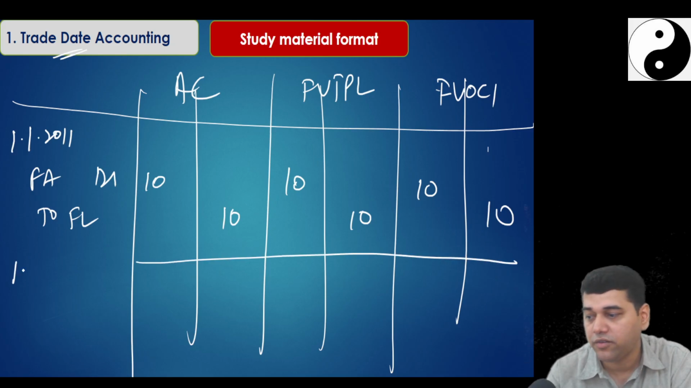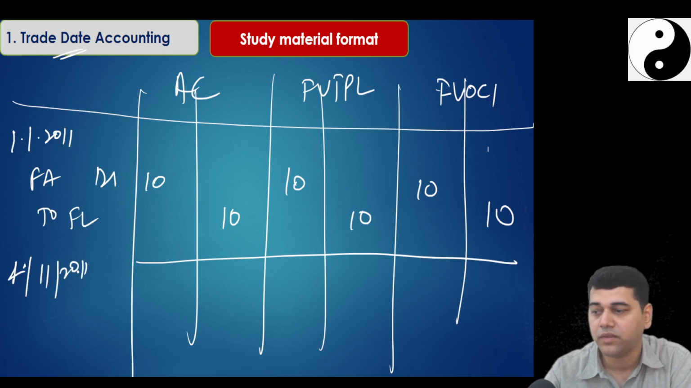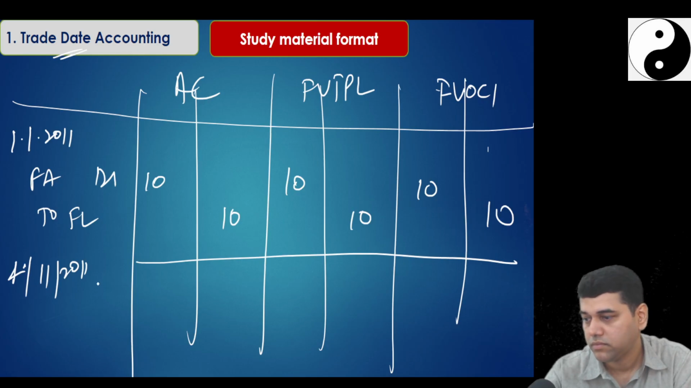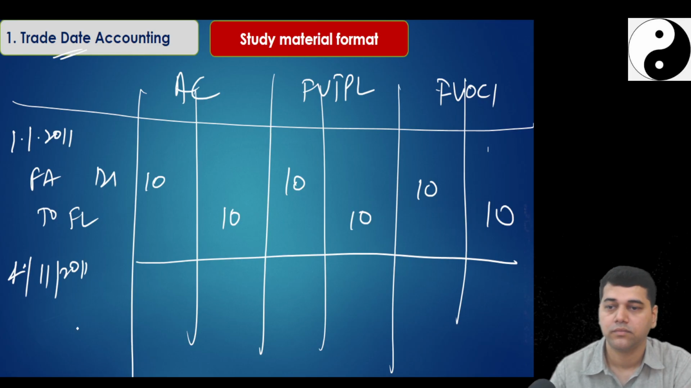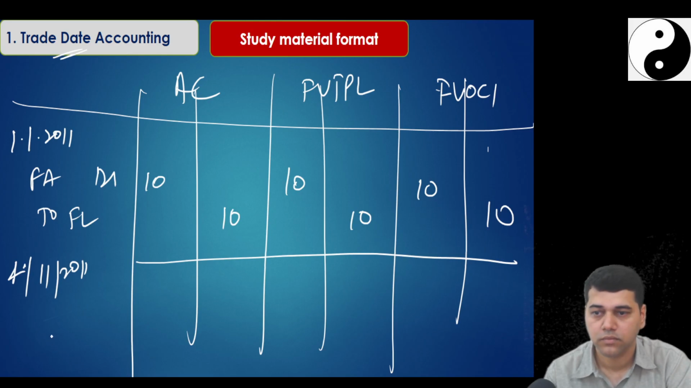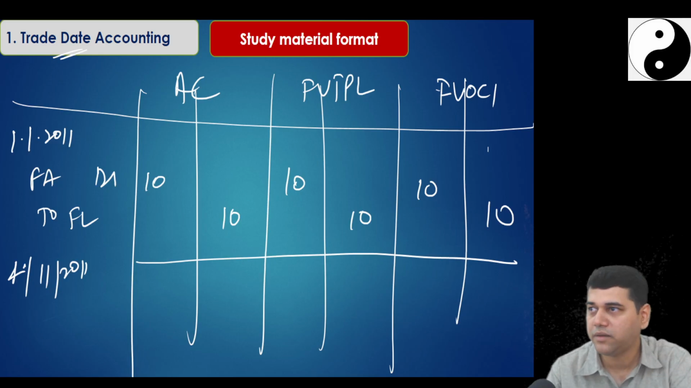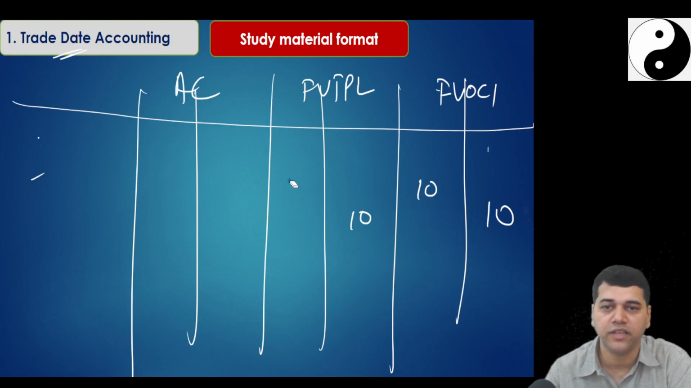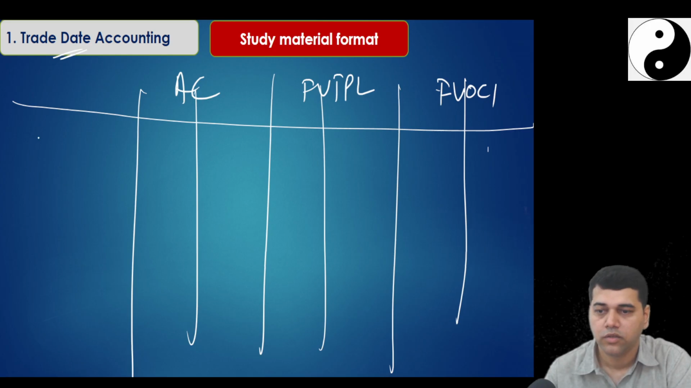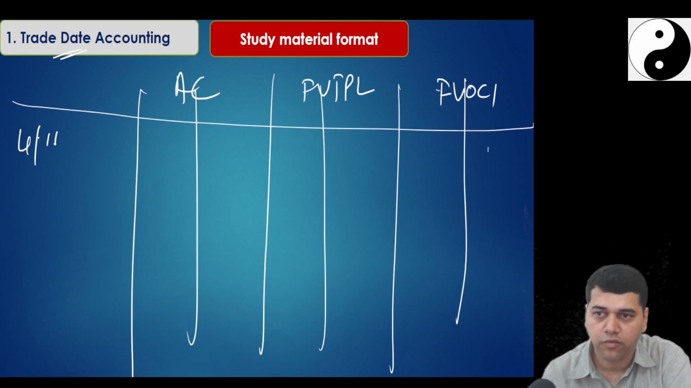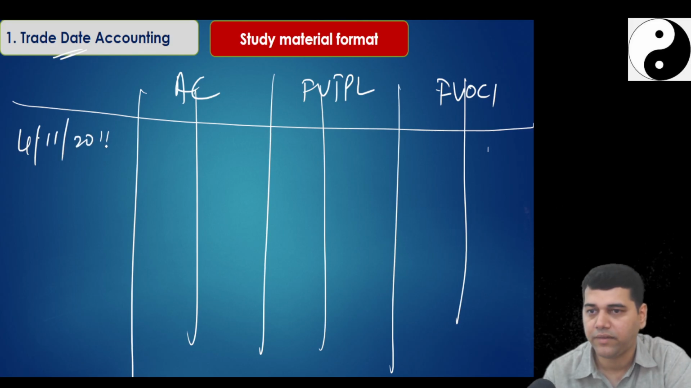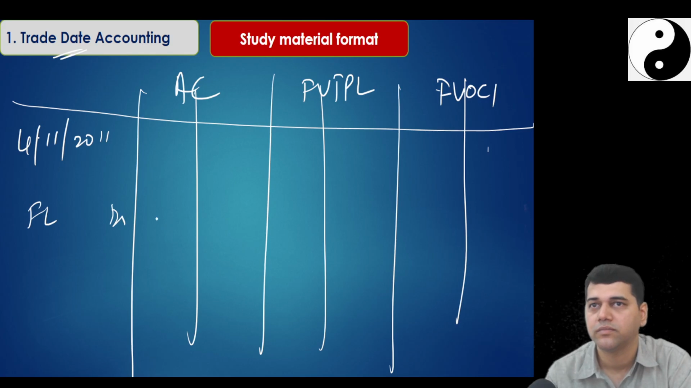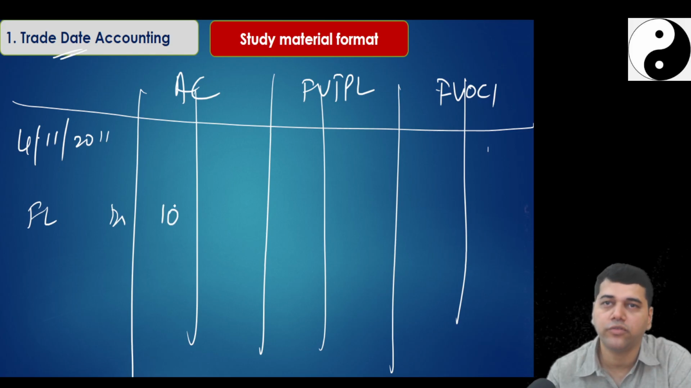Now comes the settlement date, 4/1/2011. What entry will I pass? I can remove this, because it is a big entry. First entry is already there. So on 4th of January 2011, financial liability account debit. How much? 10 only, because you created a liability for 10.